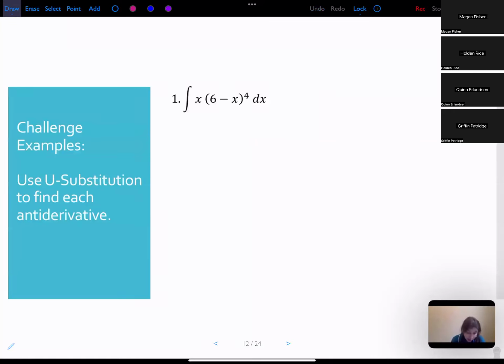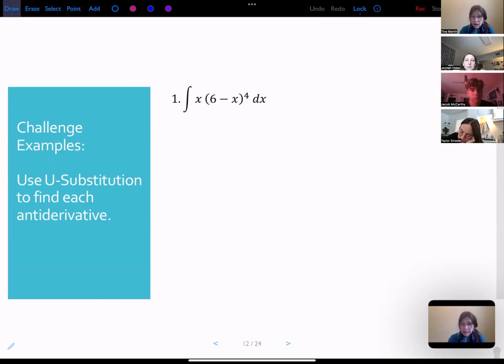That being said, I do want to get to these couple examples. They're just a hair more challenging, a little more difficult. So let's take a look at this challenging example right here. Why do I say it's more challenging? It's more challenging because in this specific case, I have a composition, but if I was to let u be the innermost piece, I would be letting u equal 6 minus x, which is the innermost piece on this composition.